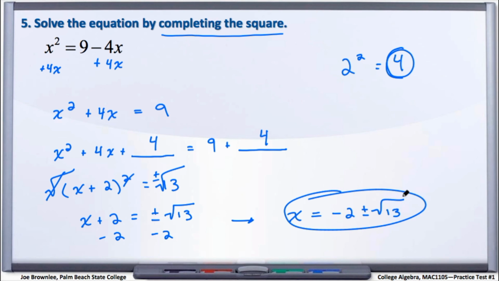And there we have our solutions. Remember, there are two. This plus and minus notation indicates that we have two solutions. We have x equals negative 2 plus radical 13, and negative 2 minus radical 13. So two solutions, and that makes sense since we have a quadratic.